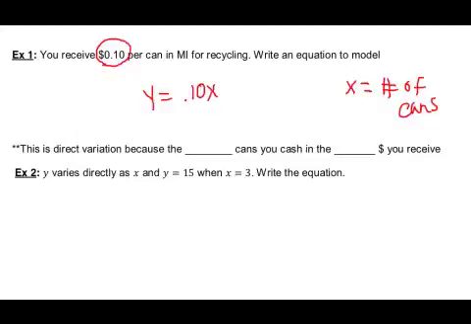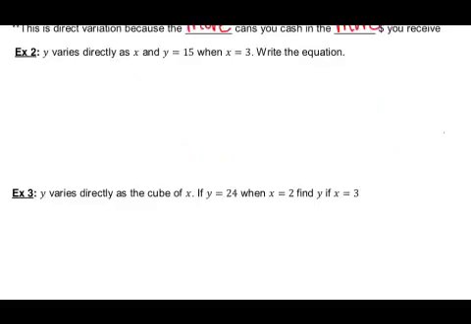So when we plug in values for x, or the number of cans, we're going to continue to increase the amount of money that we get. So the more cans that we deposit, the more money we're going to receive. So again, that's an example of direct variation. So we can write equations for direct variation.